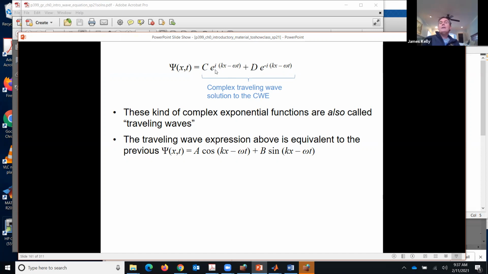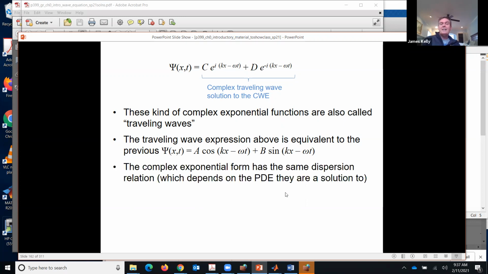Okay, even though they're not sines and cosines, we're still going to call e to the i(kx minus omega t) and e to the minus i, that same function, traveling waves. They are a kind of wave. They have a wavelength, and it's equivalent to this kind of expression. It's just recasting it in a different form. That has the same dispersion relation.